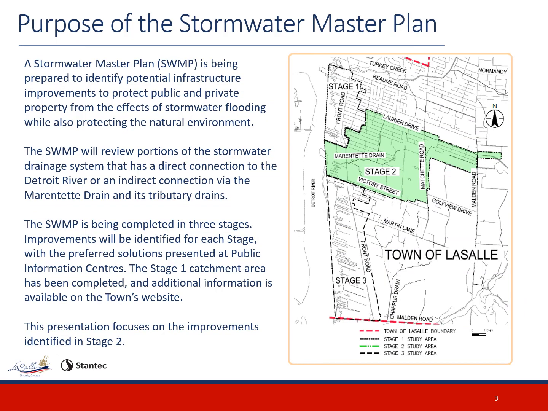A Stormwater Master Plan, or SWMP, is being prepared to identify potential infrastructure improvements to protect public and private property from the effects of stormwater flooding while also protecting the natural environment. The SWMP will review portions of the stormwater drainage system that have a direct connection to the Detroit River or an indirect connection via the Marentette Drain and its tributary drains.